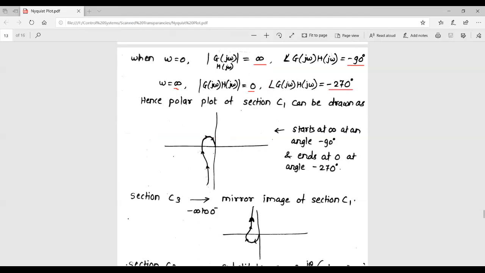So now for section C1, the polar plot that we have has limiting values of magnitude as infinity and 0. Our polar plot starts at magnitude infinity, because for omega equal to 0 we get the magnitude as infinity, and for omega equal to infinity we get the value 0. So this is the last value that we have for this particular section. And where should it start? It should start from minus 90 degrees and then it comes to the end at minus 270 degrees.